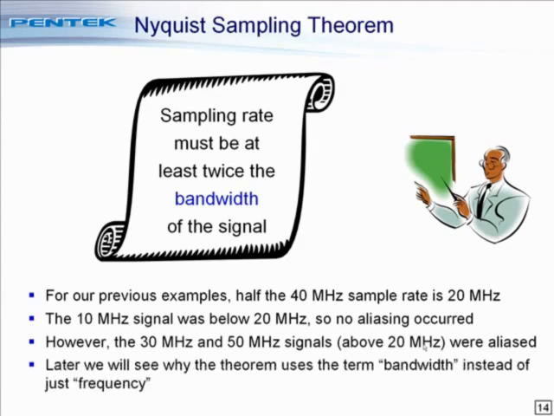Later we'll see why the theorem uses the term bandwidth instead of frequency, but you can see that the Nyquist theorem correctly represented the problems that we had in the earlier waveforms that we were digitizing.